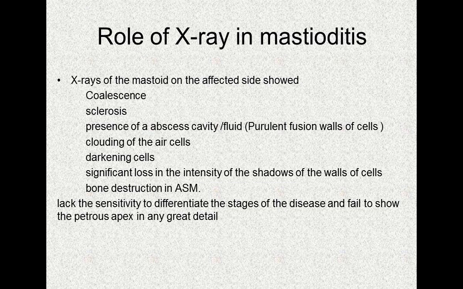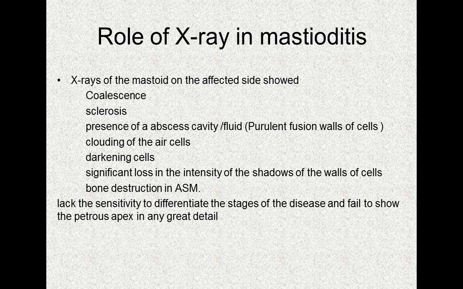What is the role of X-ray in mastoiditis? What do we look for on X-ray in mastoiditis? X-ray of the mastoid on the affected side shows coalescence, sclerosis, presence of an abscess cavity or fluid, purulent diffusion of the wall, clouding of air cells, darkening of cells, significant loss in intensity of the shadow of the wall of the cells, and bone destruction as in acute suppurative otitis media.